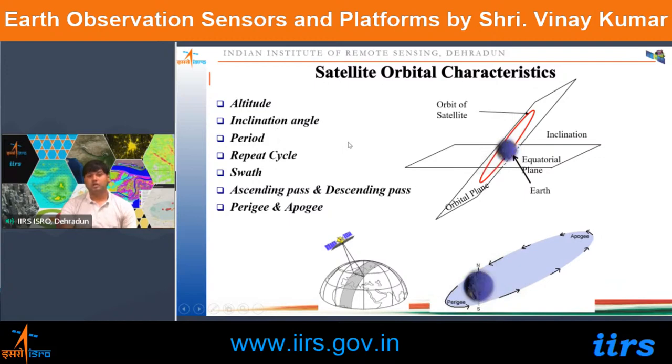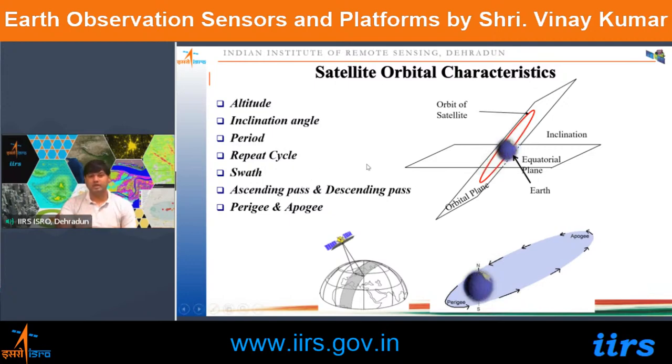Then coming to inclination angle. Suppose this is the Earth and there is an equatorial plane, and the satellite is revolving at a certain angle. The angle between that orbital plane and the equatorial plane is called the inclination angle. Period is the time taken to complete one revolution around the Earth. Suppose the Earth is rotating and the satellite is moving from North Pole to South Pole. The time taken to complete one revolution is called the time period.